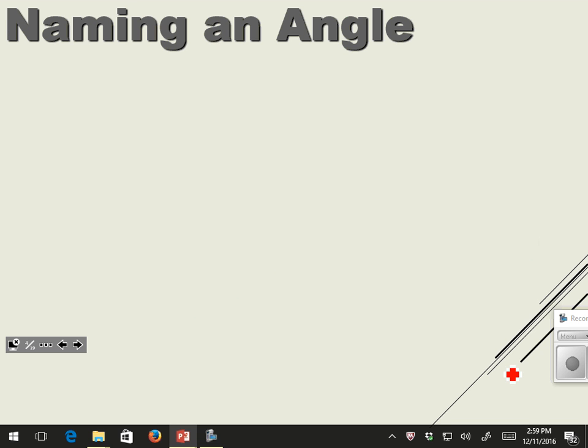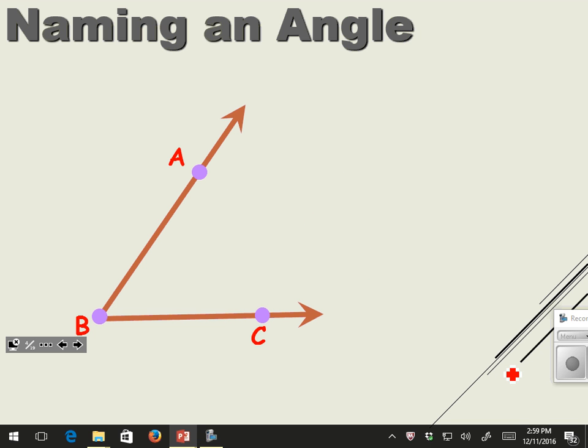So one big thing you guys should be able to do is to name an angle. So let's say I have this given angle with points A, B, and C. How do we name this angle? Well, let's go over some vocabulary words first. One of the things you guys should know is that an angle has sides which we name rays. Rays are the sides of an angle. That elbow of the angle is called a vertex.